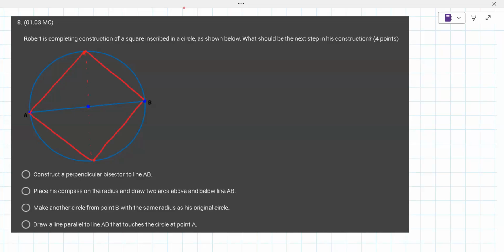Probably make another circle. No, definitely not making another circle. That's out. And we're not drawing a line that's parallel. Agreed. So this does meet at 90 degrees. I don't know if that helps, and it doesn't look like we're drawing arcs. No arcs were drawn, so it must be the first one there. Yeah.